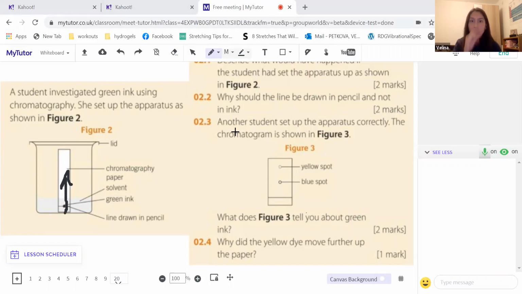So 2.2, why should the line be drawn in pencil and not in ink? Yeah, so ink is soluble in water. Therefore, if you draw this line in ink, and maybe one day you might be able to try it at school, you'll see that the ink gets dragged upwards too. Pencil is not soluble in water, and so it will not flow up the paper, exactly. And I got it right.